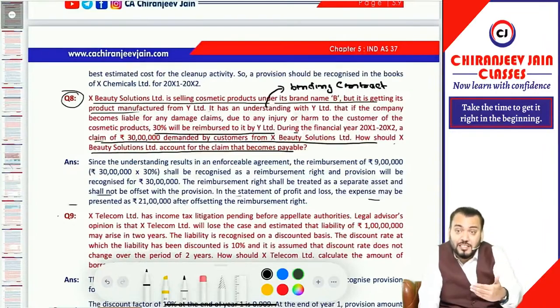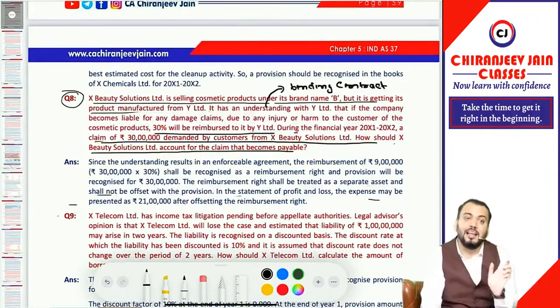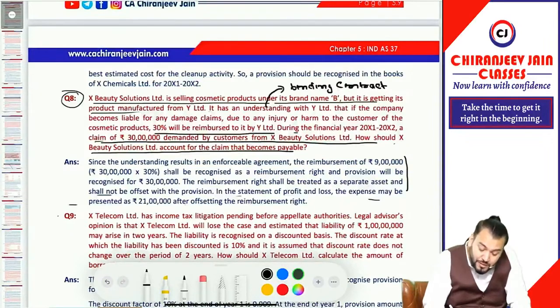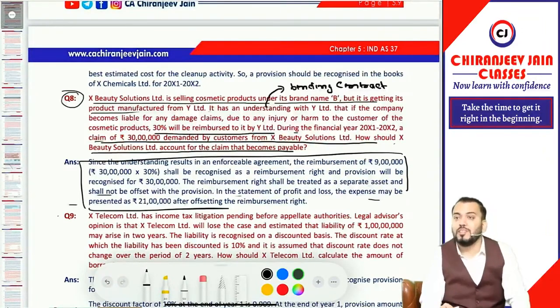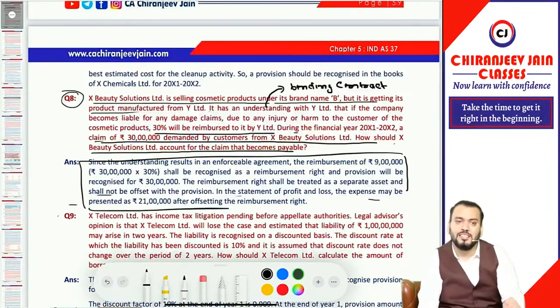So guys, when I am saying understanding, it means a binding contract. It is virtually certain that reimbursement will be made. So if it is virtually certain that reimbursement will be made, it should be recognized as a separate reimbursement asset of an amount equal to 9 lakh. But in SOPL, how much expense will be recognized? 21 lakh. Understood? Simple question. But if you can retain this point, then only you can write it down. Super simple. But if you forget, you will say 21 lakh is the amount of provision. Most of the students will say that only.